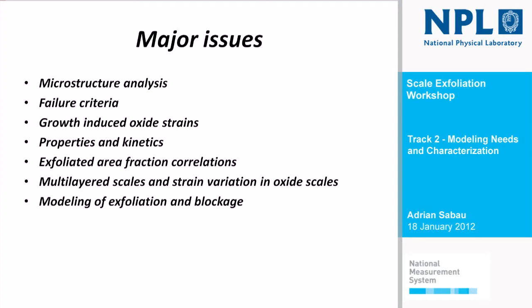Also, we established a need to consider multiple layered scales rather than one monolithic scale that has uniform properties throughout, and also to consider the variation of strains within each oxide scale. And that brings us to the last point, modeling of exfoliation and blockage. So the outcome of the first six bullets would be a model for exfoliation and blockage.